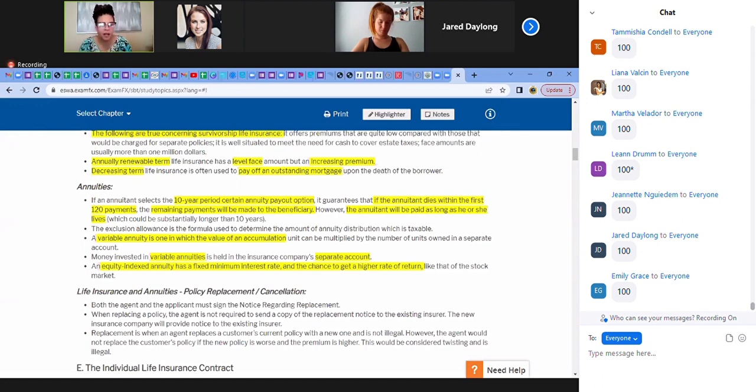All right. Moving on, you guys see the word variable annuity, same thing. See the word accumulation and subaccount? Those are those 2 words for variable.